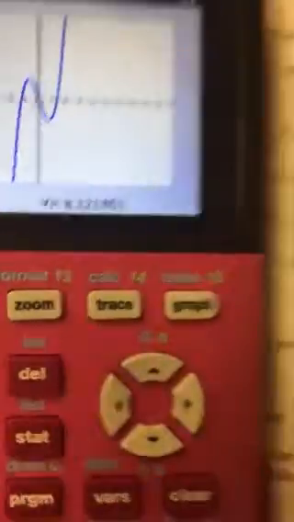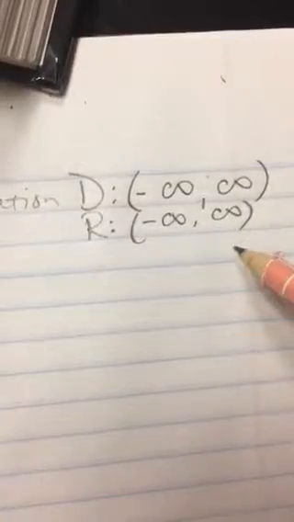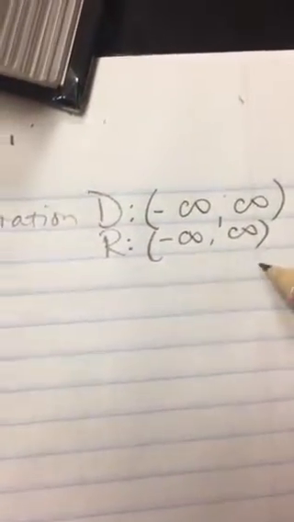So in interval notation, the domain is the interval negative infinity to infinity, and the range is the interval negative infinity to infinity, using parentheses because infinity is not a number, so it cannot be included in the solution set.